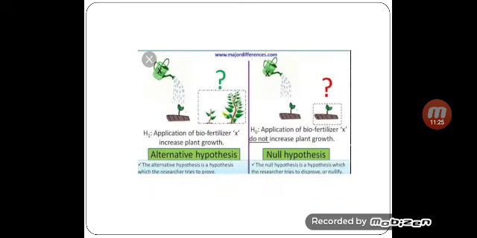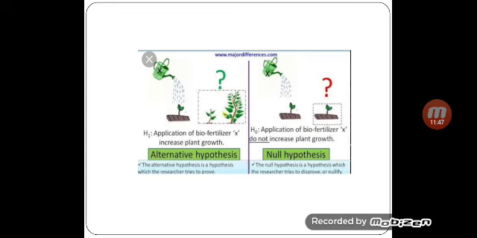In this picture, there are two different pictures. One is the alternative hypothesis and another one is the null hypothesis. The first one says that application of biofertilizer X increases plant growth. Obviously, in this it has increased. So it will become an alternative hypothesis.